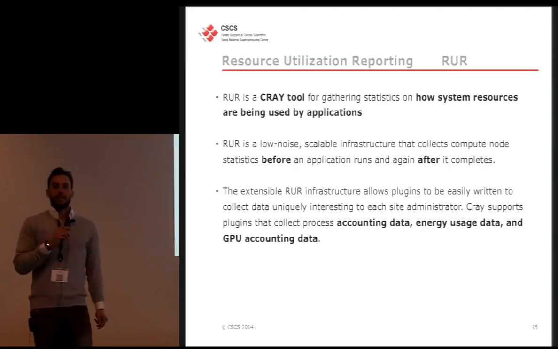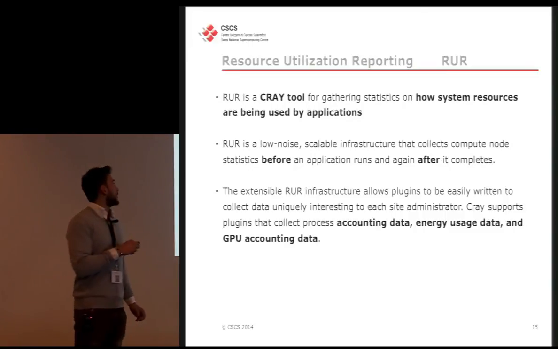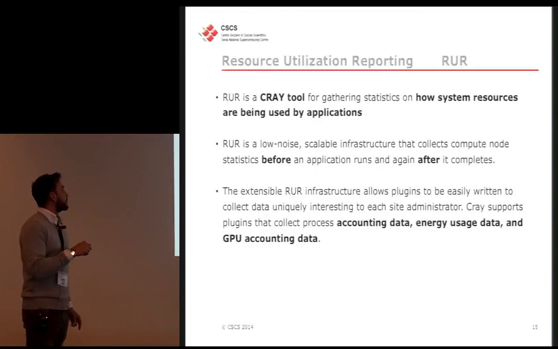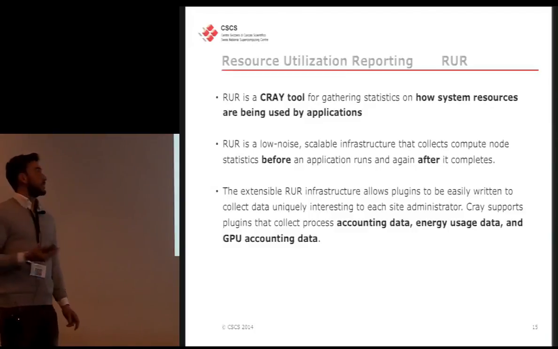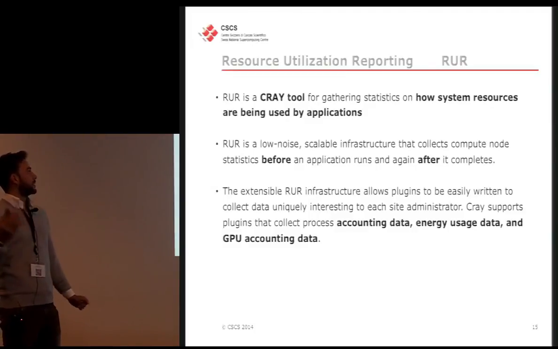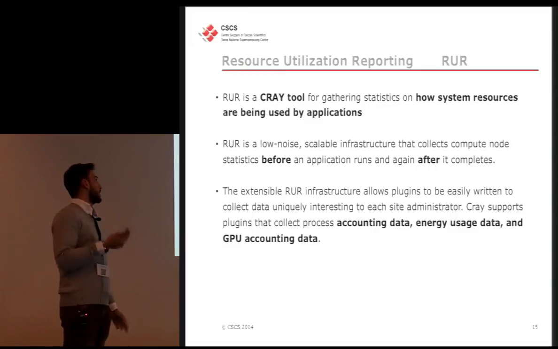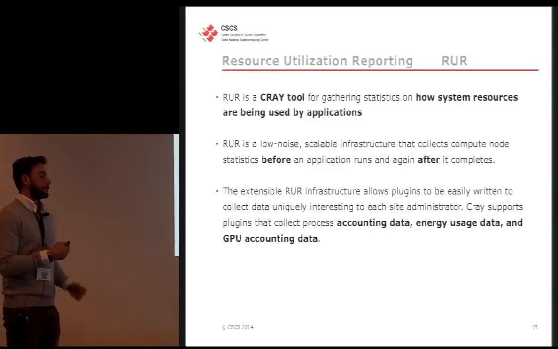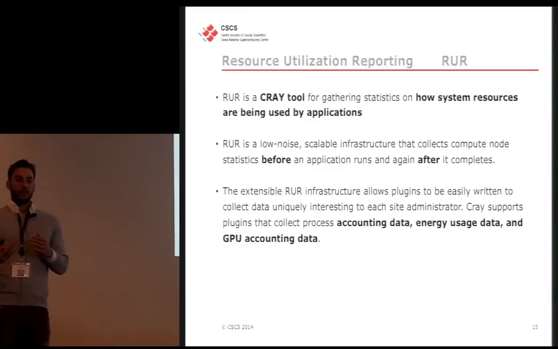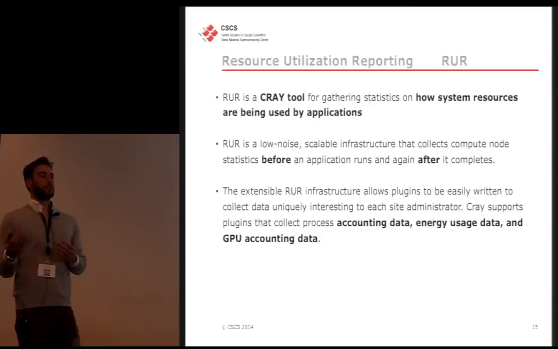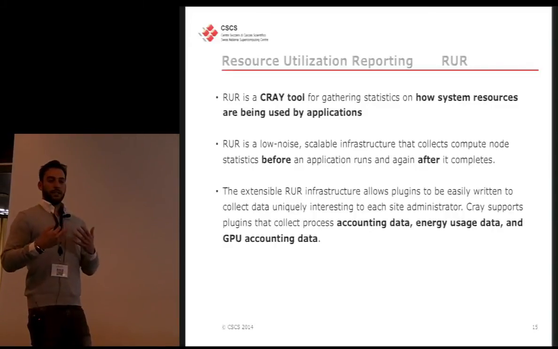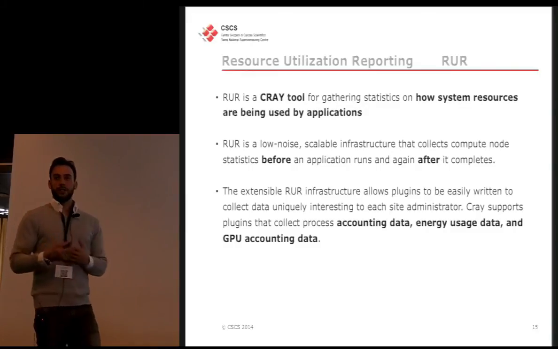But on the Cray, we have this resource utilization report tool, RUR. What is it? It's a tool for gathering statistics on how system resources are being used by the applications. RUR looks at the compute nodes. It's like taking a picture before a job application runs and right after. So it can stage all the data.